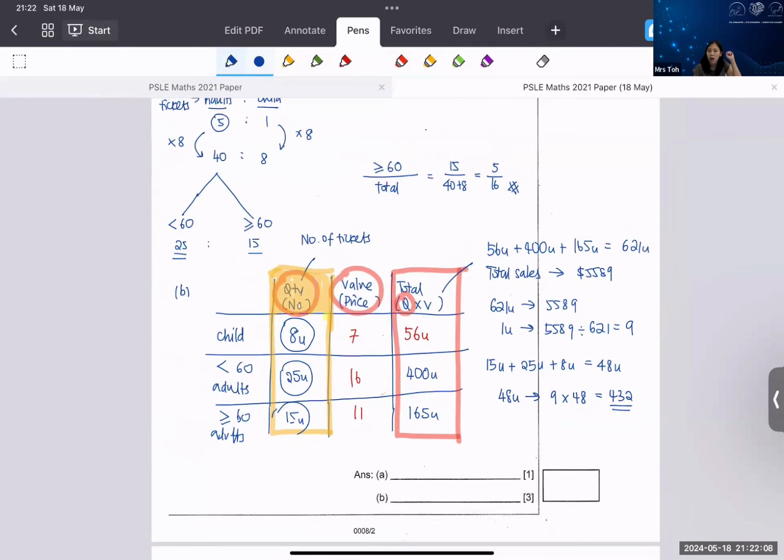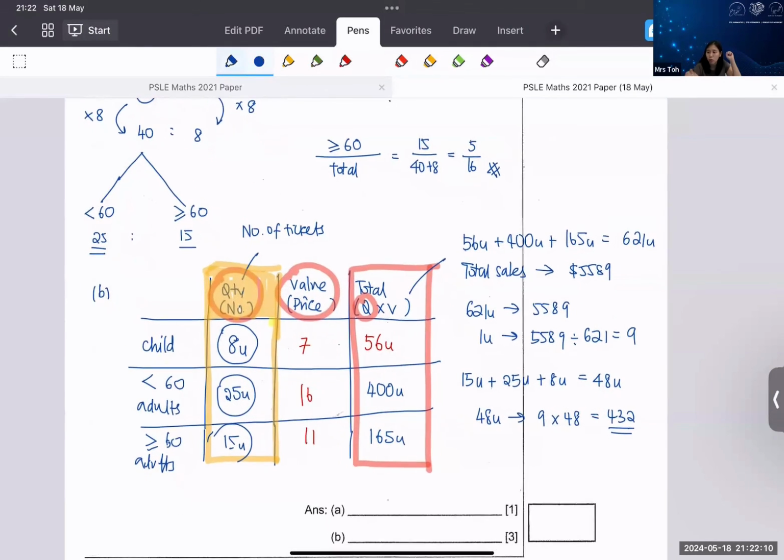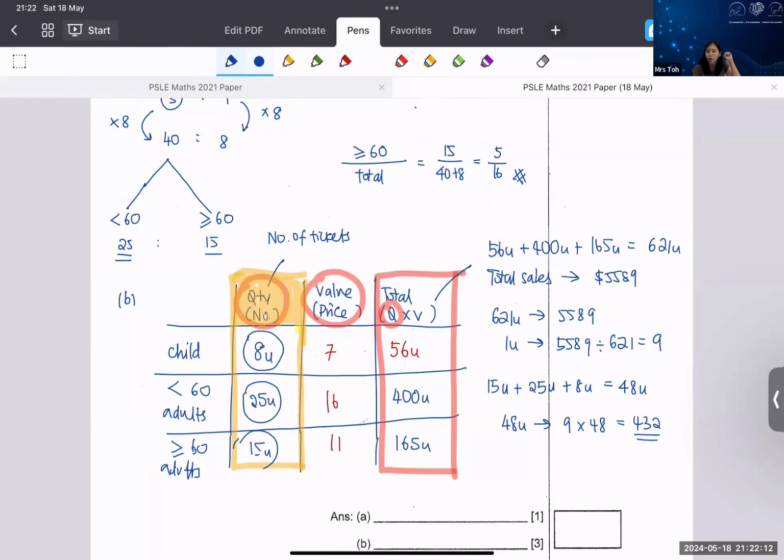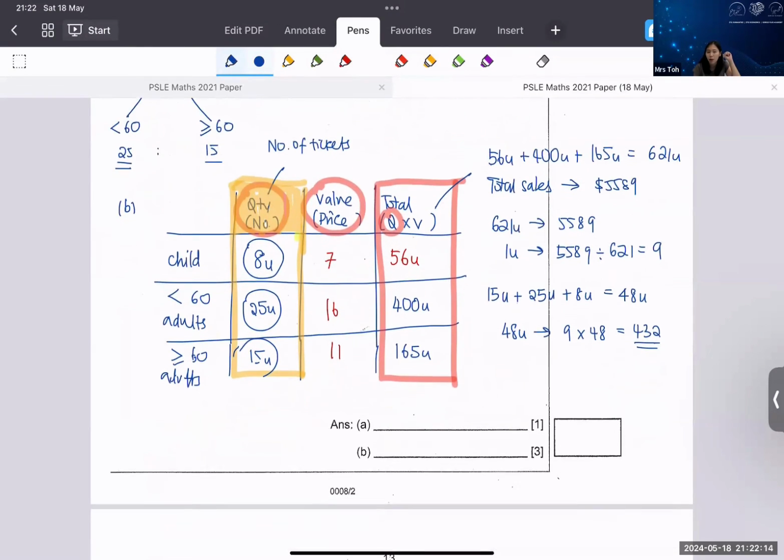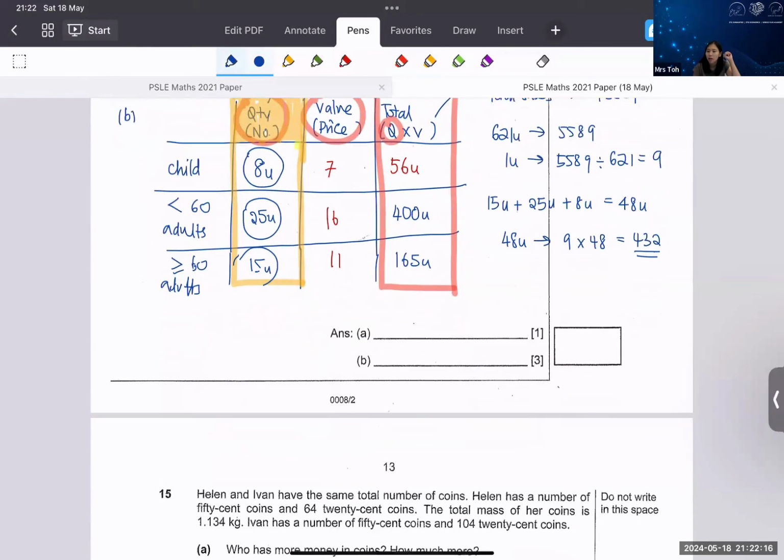Okay, so far I see quite a number of you getting 432. Those that typed in, those that didn't type, I don't know what your answer is. I will see it when I mark the work.